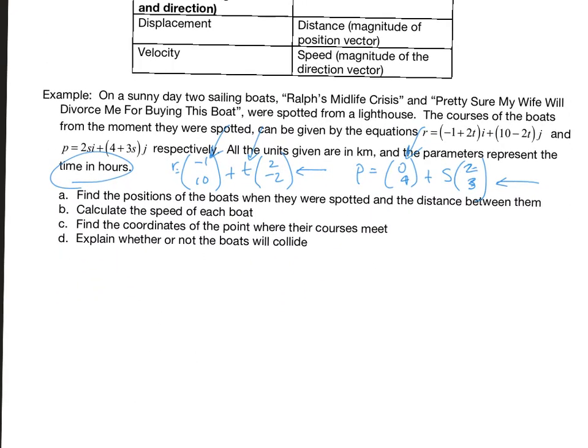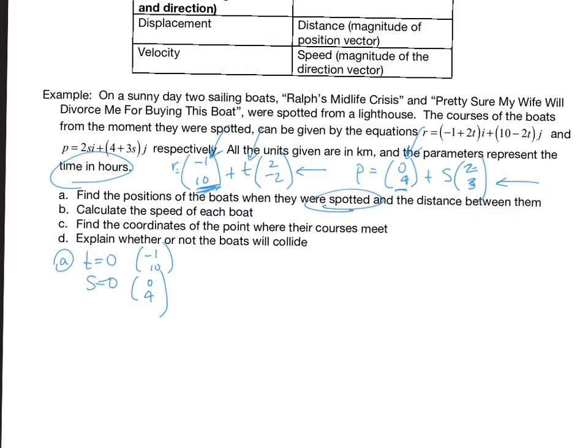So it says, find the positions of the boats when they were spotted. Okay, that means when either t is 0 or when s is 0. Okay, so if you let t or s equal 0, then you've got the original starting point for each boat. So for this one and for this one.